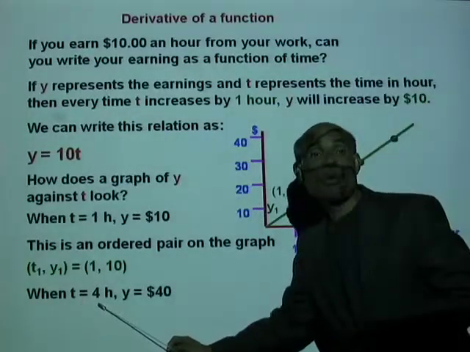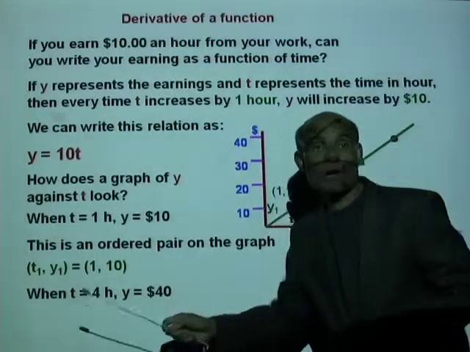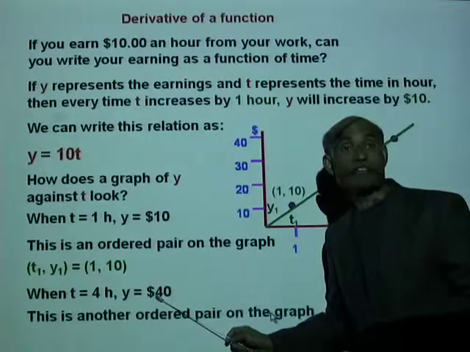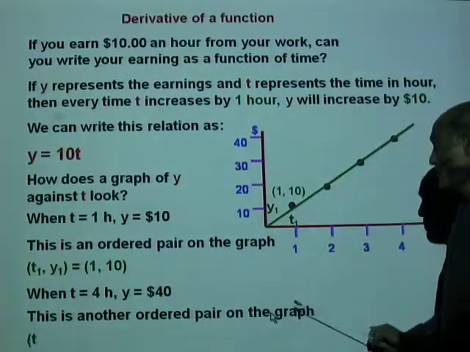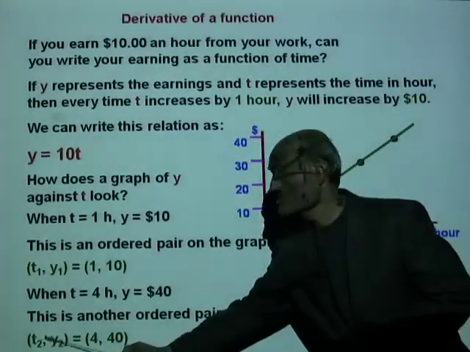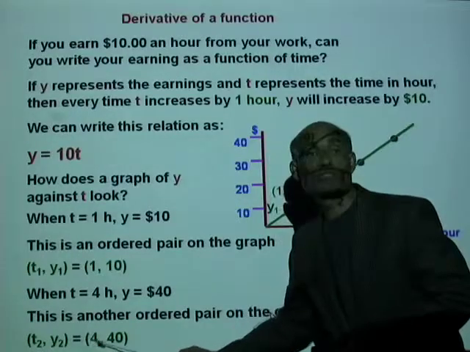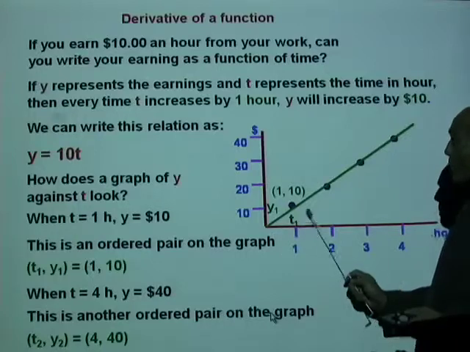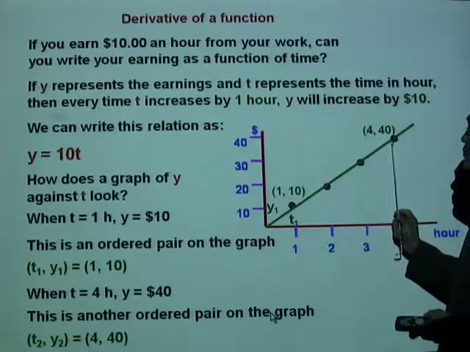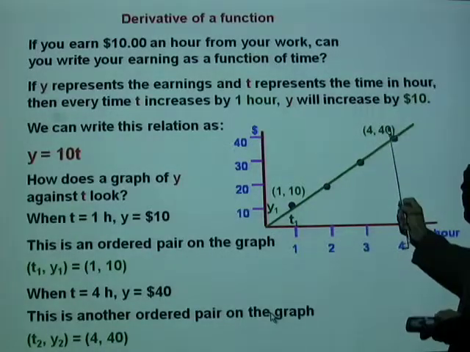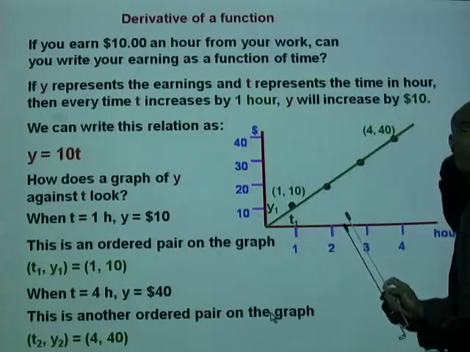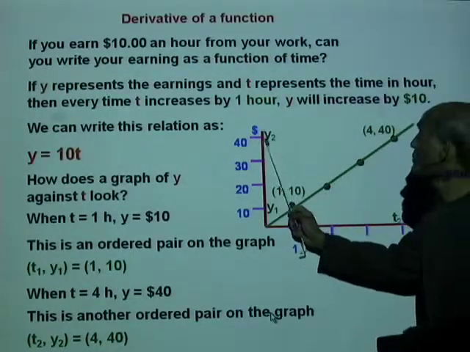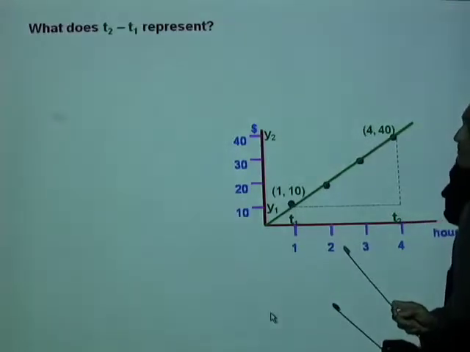When t equal to 4 hours, you work for 4 hours, you will be earning $40, and that is another ordered pair. And what is that ordered pair? t2, y2 equal to (4, 40). I can mark that ordered pair here. This is t2 equal to 4, y2 equal to 40. That's right. This is t2 and this is your y2.